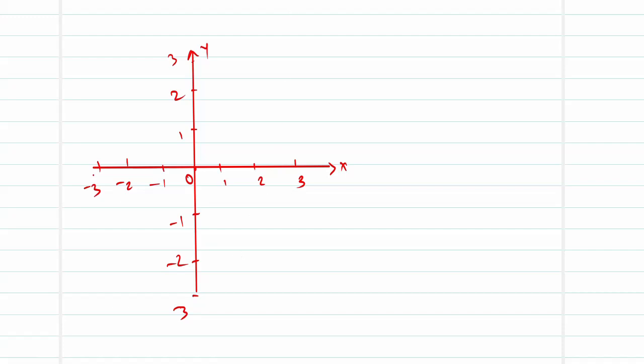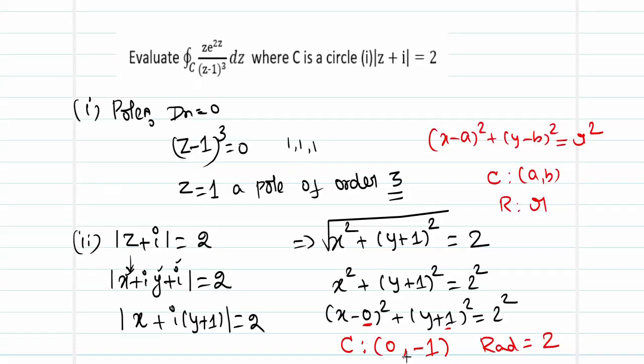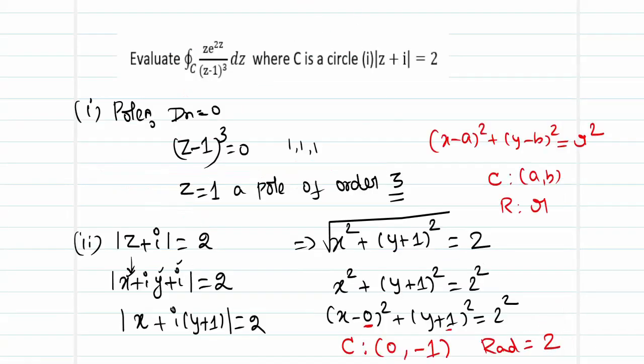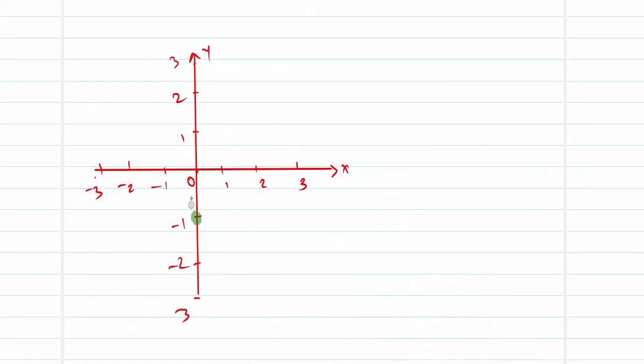What is going to be the center? What we see as the center is 0 comma minus 1. Where is 0 comma minus 1? It is 0 and minus 1. So this is my point 0 comma minus 1. What is going to be the radius? Radius is 2 units. So what I need to do is move 2 units in all directions. 1, 2, so this is 2 units. 1, 2, this is 2 units. 1, 2, this is 2 units. And this is minus 1, minus 2, 2 units.